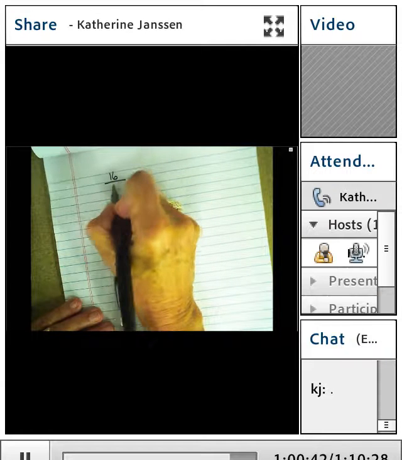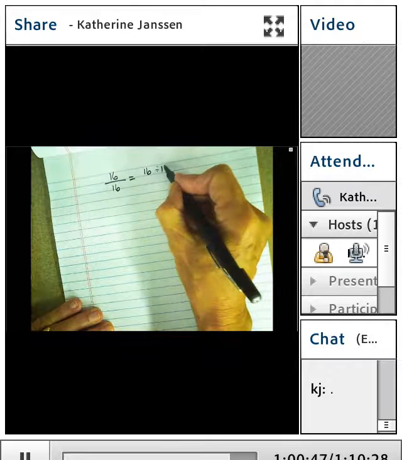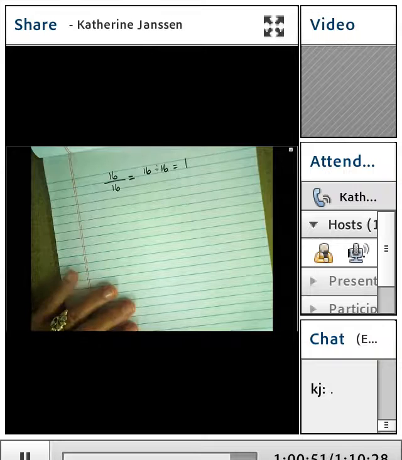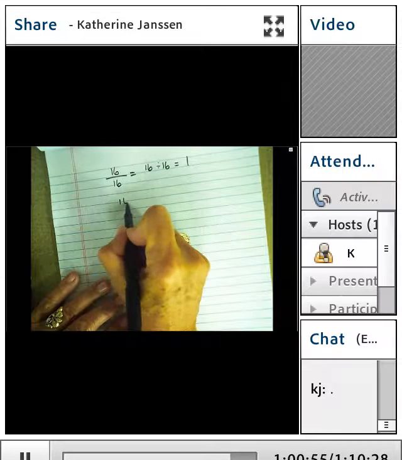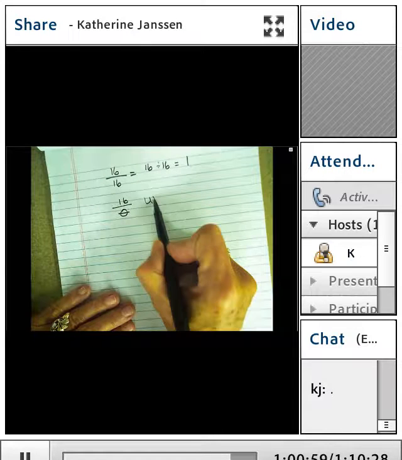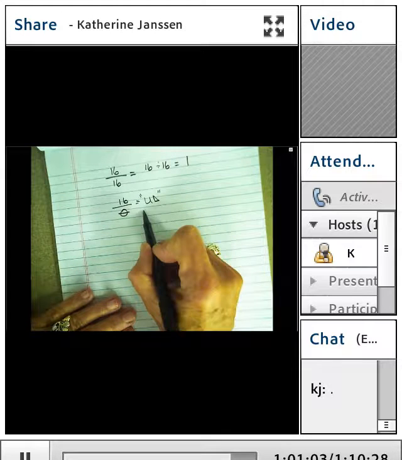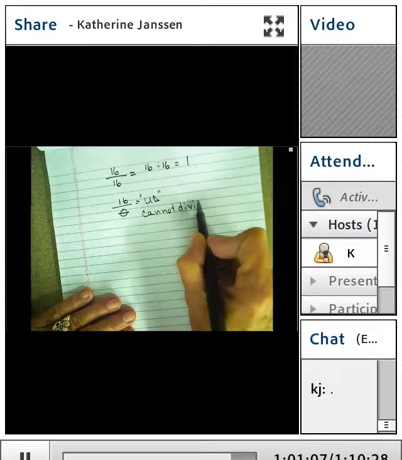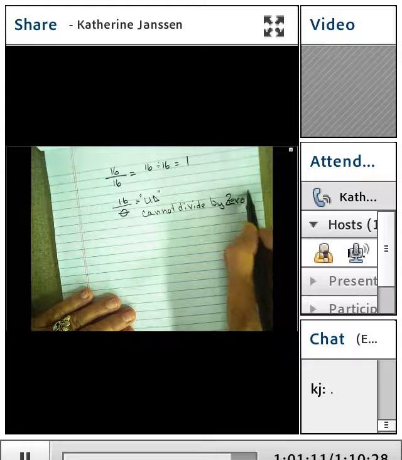So with your eagle eyes, 16 over 16 equals 16 divided by 16, which is another name for 1. Any number divided by itself is another name for 1. 16 divided by 0 is undefined. We cannot divide by 0. You must memorize that.